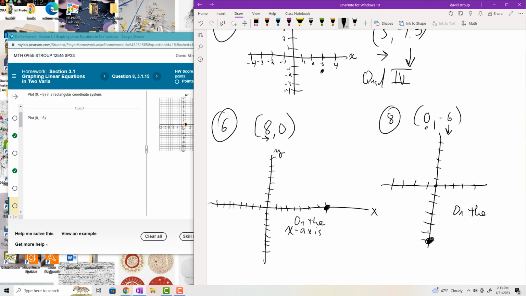So this is the x-axis, this is the y-axis, if it asks. Sometimes it won't ask.